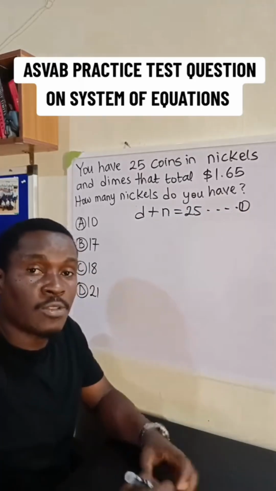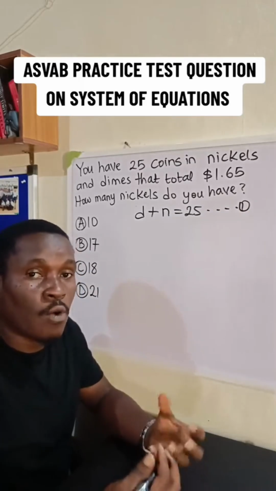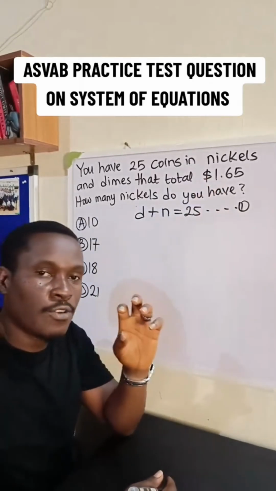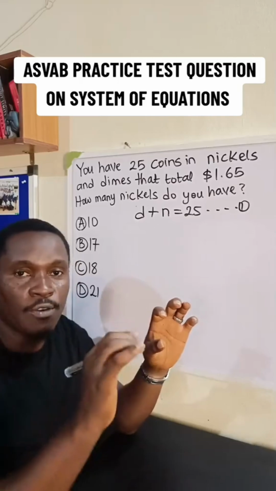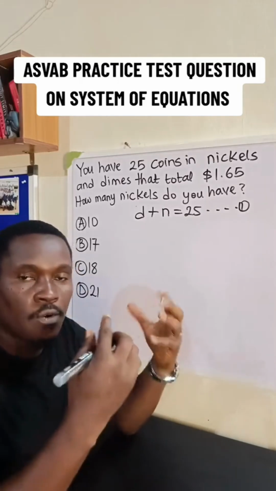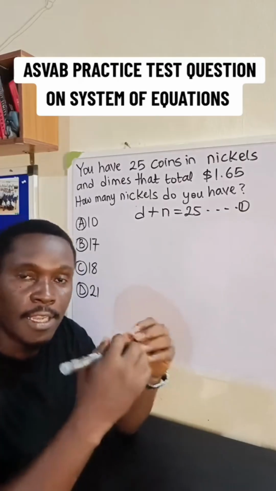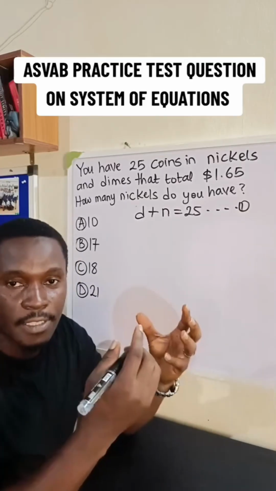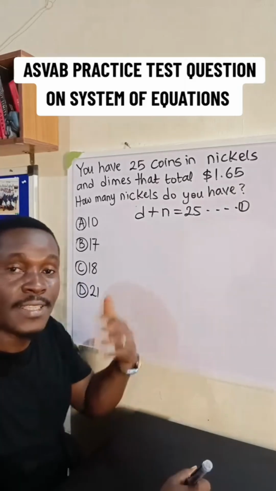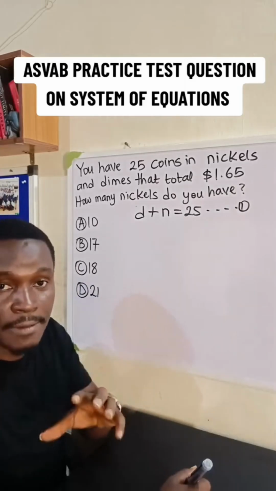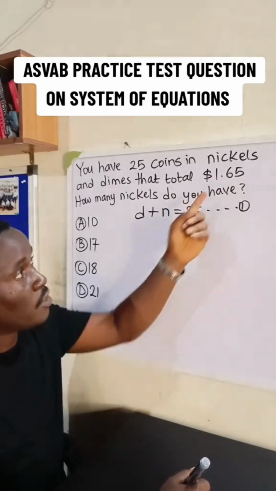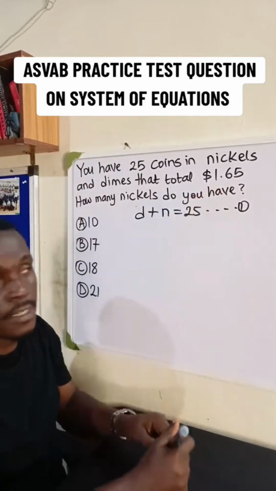Okay, but in terms of the value, the total worth of what you have is $1.65. But the value of the dime plus the value of the nickels is equal to $1.65. Next, what is the value of a dime? A dime is equal to 10 cents, while a nickel is equal to 5 cents. So we can simply say 10 cents multiplied by the number of dimes plus 5 cents multiplied by the number of nickels is going to give us $1.65.